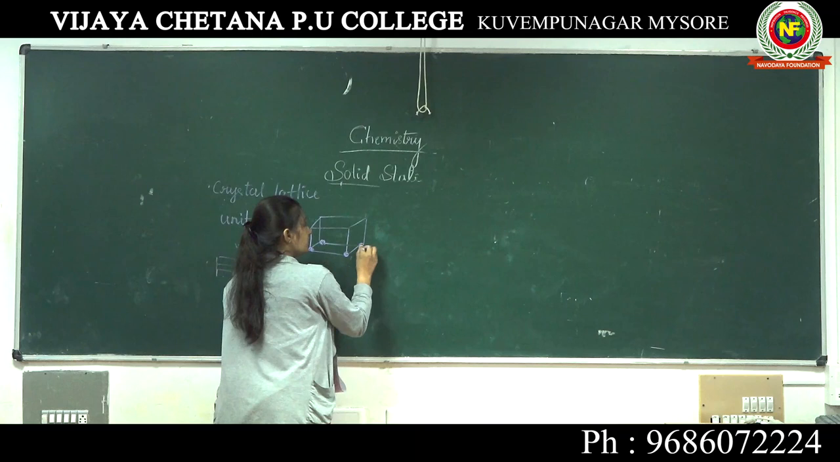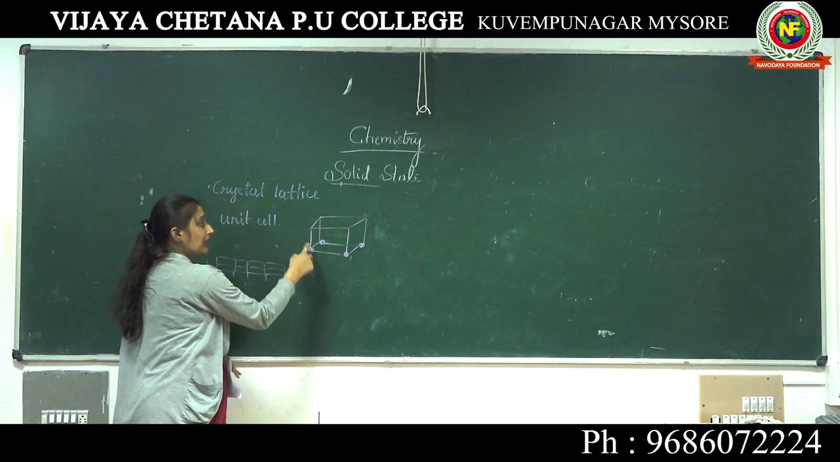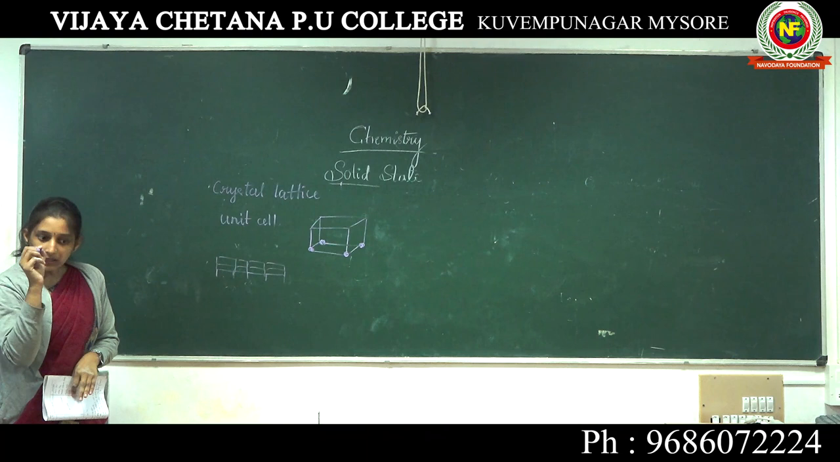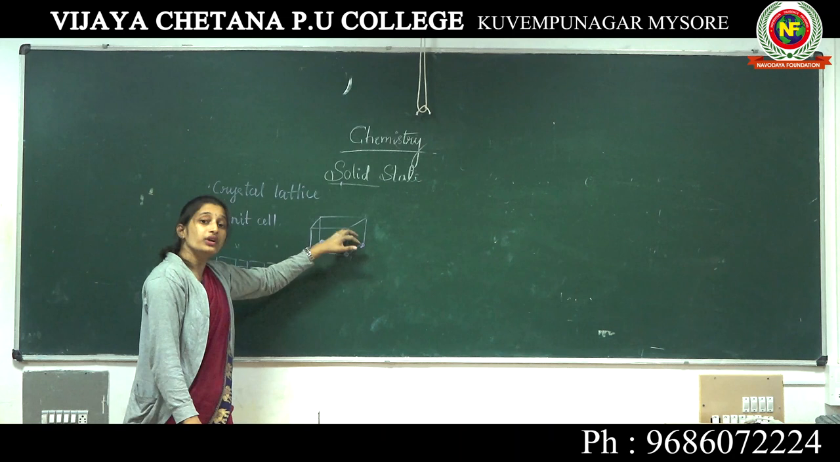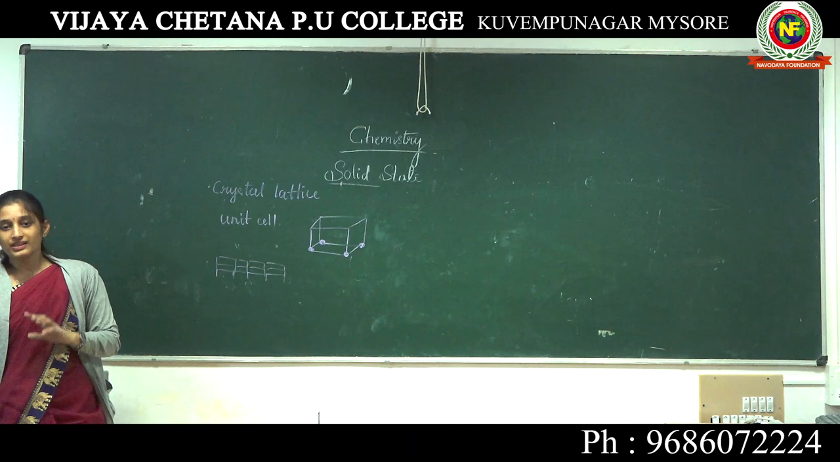Here also, the atoms, crystal lattice, point. One small point is going to represent the presence of an atom. Within the crystal, where we represent the atom, that is the crystal lattice. Is it clear? I'm just representing it like this.